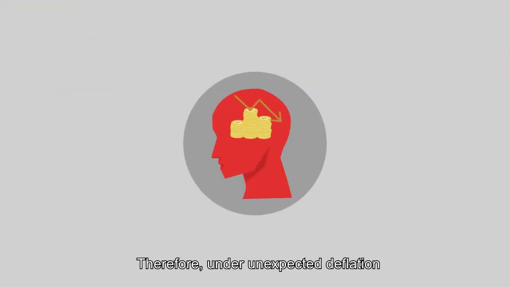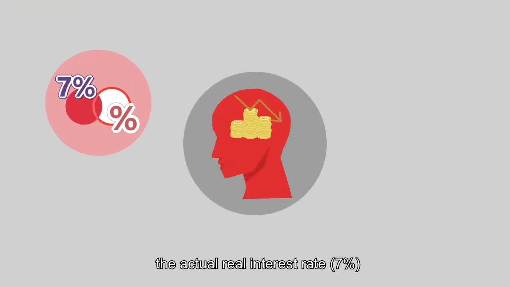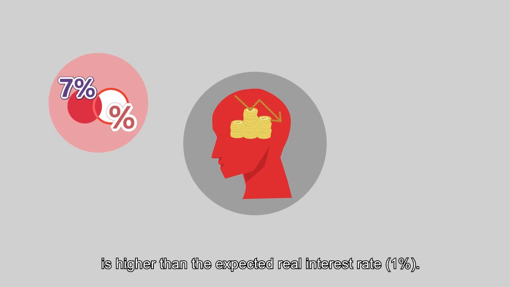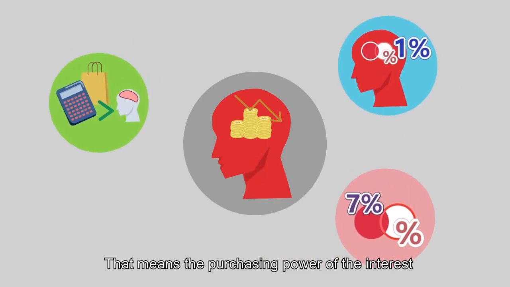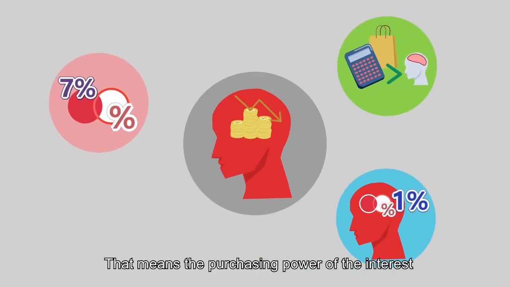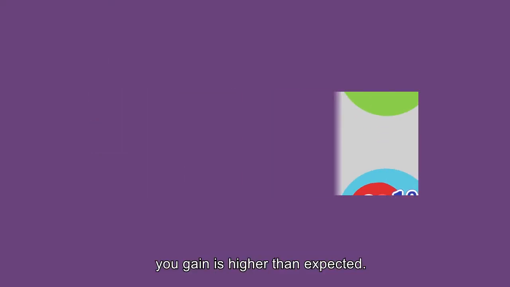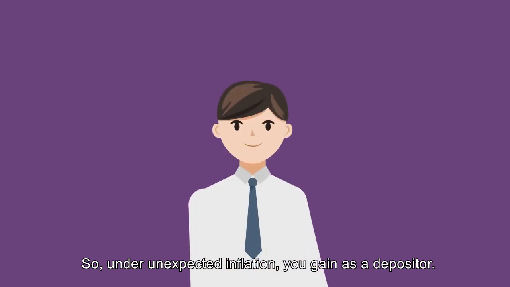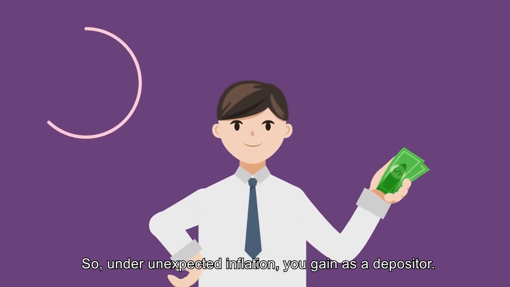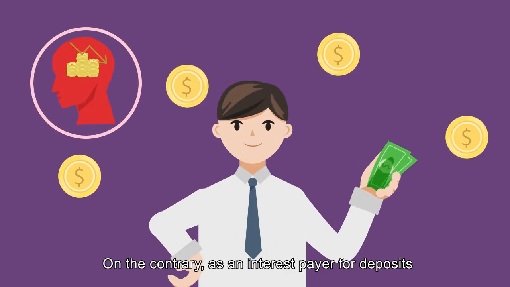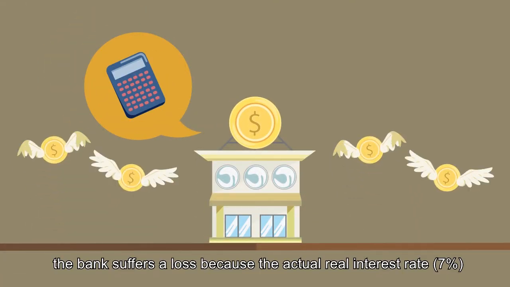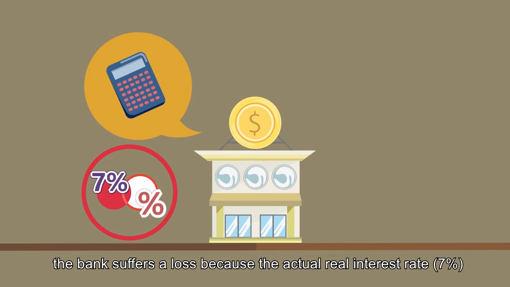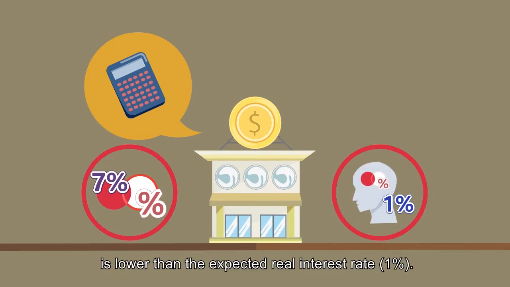Therefore, under unexpected deflation, the actual real interest rate, 7%, is higher than the expected real interest rate, 1%. That means the purchasing power of the interest you gain is higher than expected. So, under unexpected deflation, you gain as a depositor. On the contrary, as an interest payer for deposits, the bank suffers a loss because the actual real interest rate, 7%, is higher than the expected real interest rate, 1%.